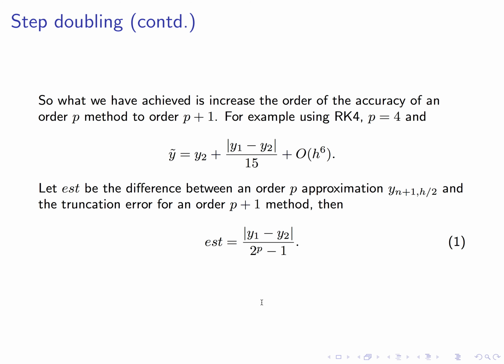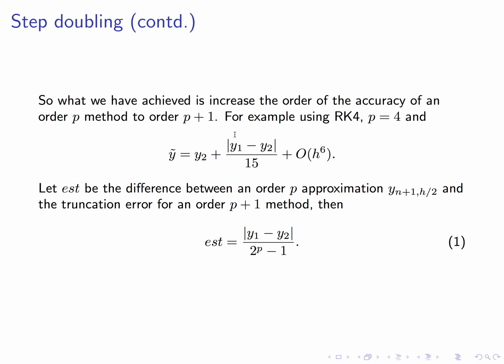In essence, this means we've increased the order of accuracy of a pth order method to p plus 1 by using that 2-step solution with half the step length. For example, if we're using the 4th order Runge-Kutta method, p would equal 4, and our exact solution would be our 2-step solution plus y1 minus y2, so that's a single step minus the 2-step solution, take the absolute value of that, divide by 15.